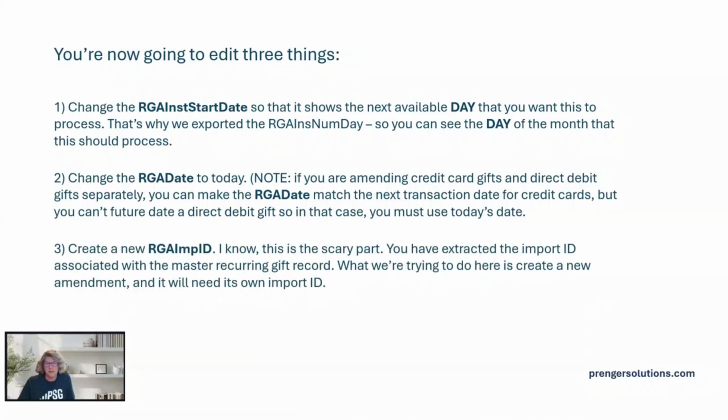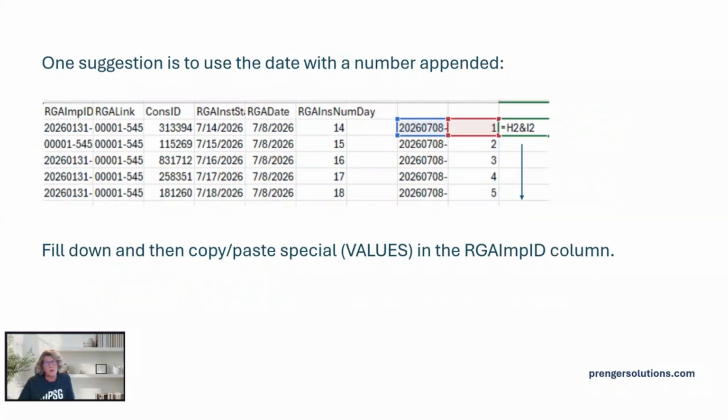The third thing is a little scary for me. You've extracted the import ID that's associated with a master recurring gift record. What we're trying to do here is create a new amendment, so it's going to need its own import ID. And so we're going to have to create that. One suggestion is to just use today's date with a number appended to it.